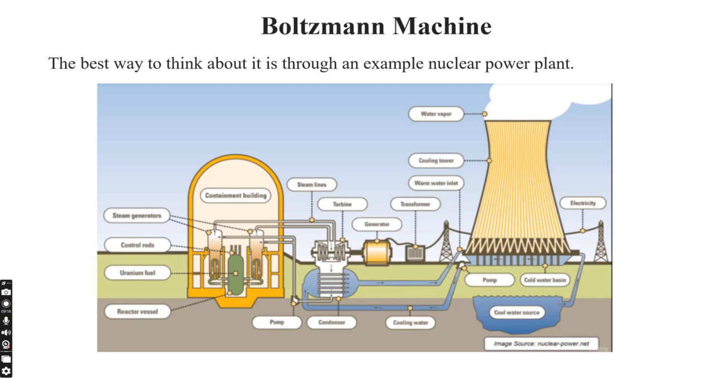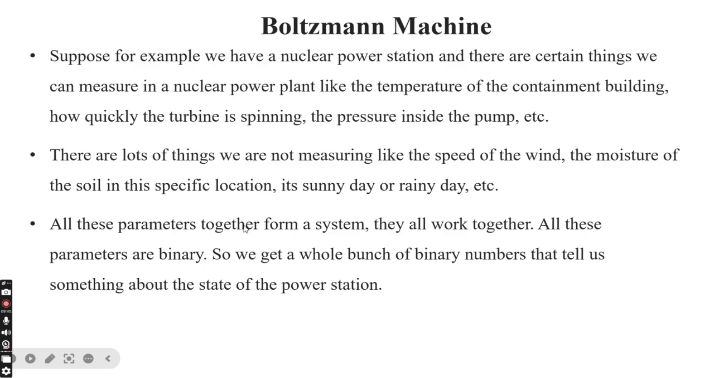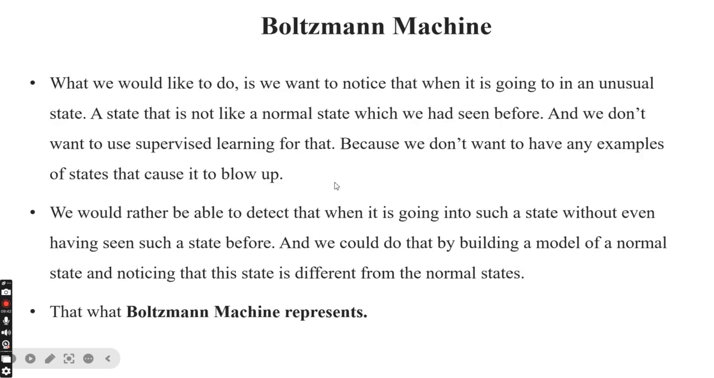Before understanding the Boltzmann machine, we can understand how a nuclear power plant works. The entire plant works with all the hidden units and visible units interconnected. The entire connection makes a whole system. The Boltzmann machine works the same way.